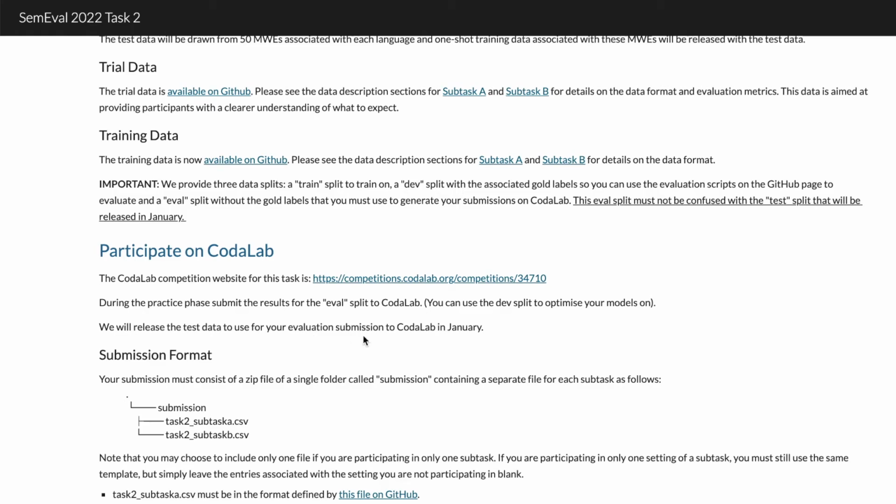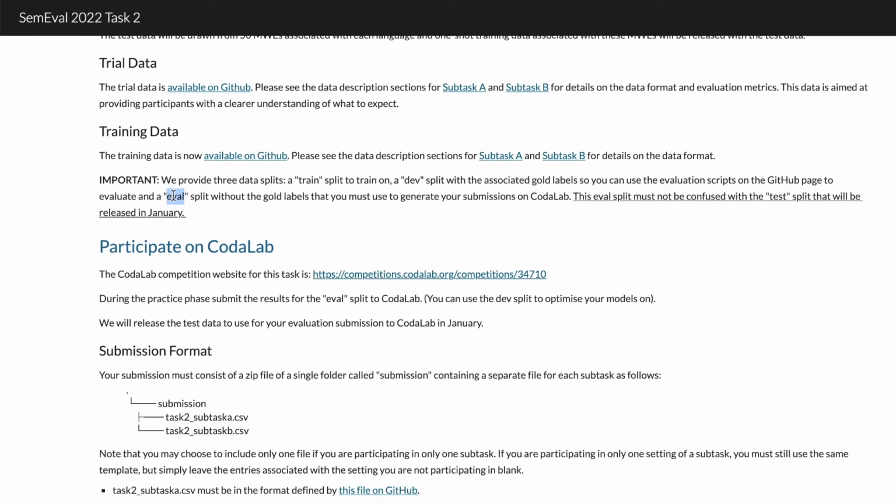Notice that we provide 3 data splits during this practice phase of the competition. The first is the train split, the second is the development split, and the third is the evaluation split. You must submit your results associated with the evaluation split to the CodaLab competition.